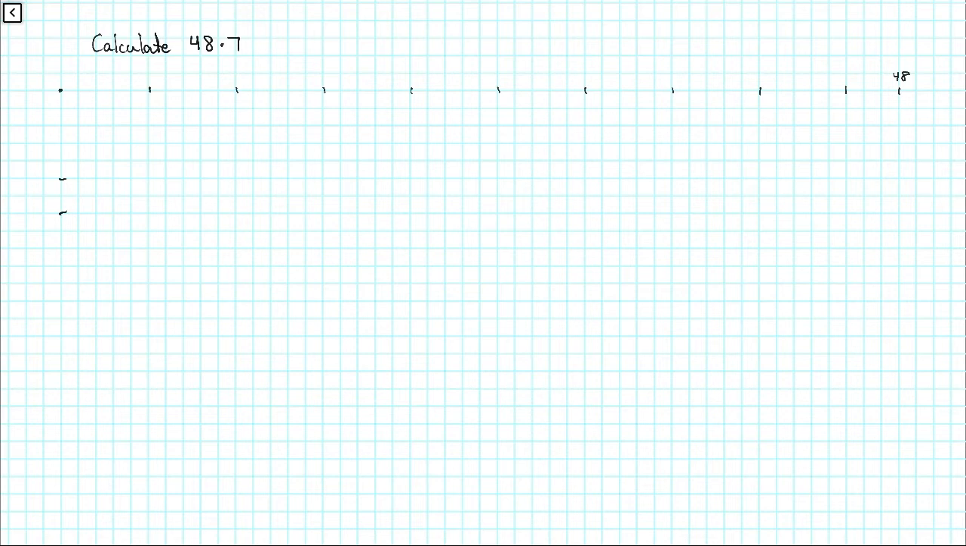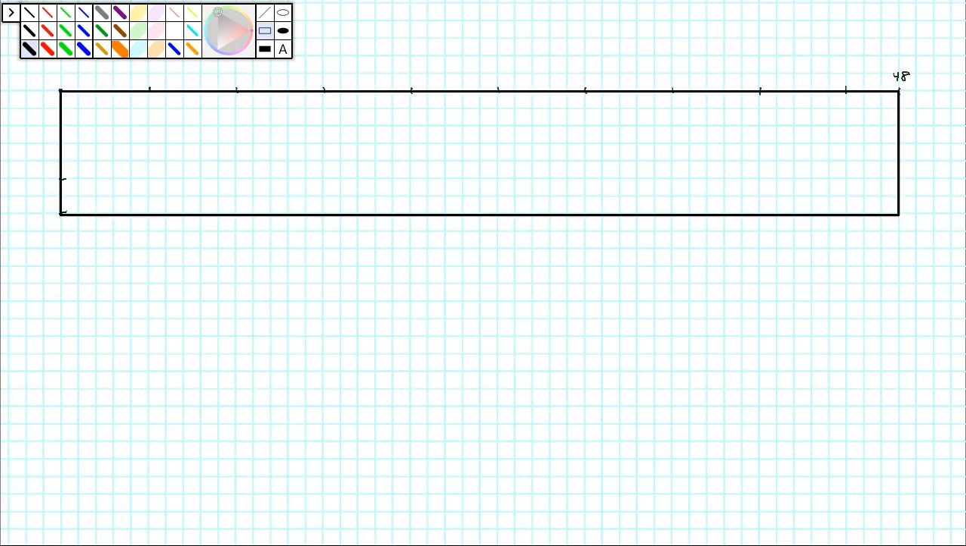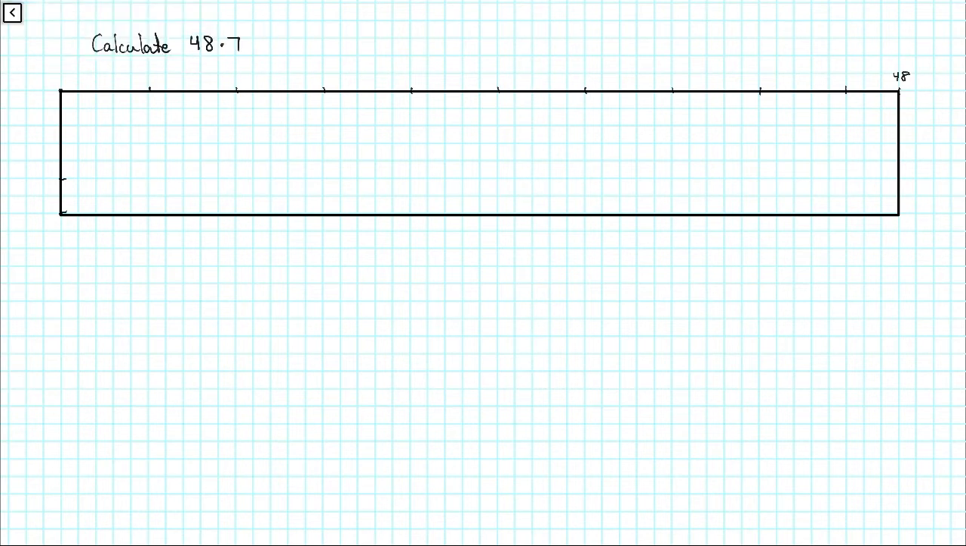So now I'm going to use my rectangle. This shows me how big my block should be. Whatever number of little squares are in this big rectangle, that is 48 times 7. So this is 48 across and 7 down. There's a lot of different ways that you might consider multiplying 48 times 7.